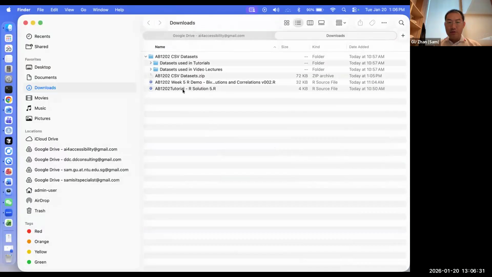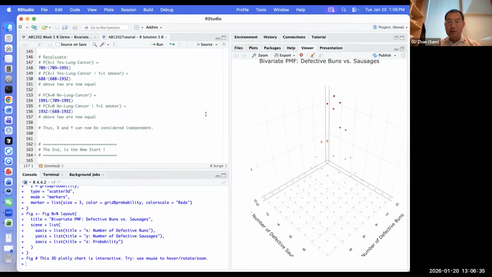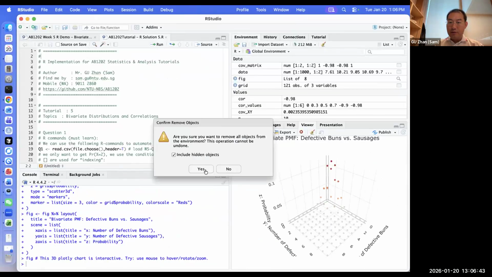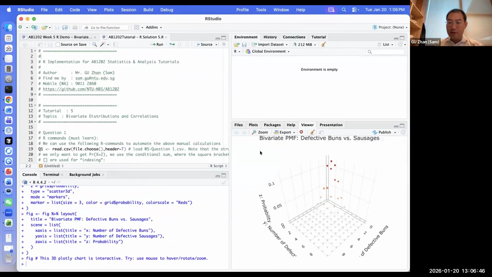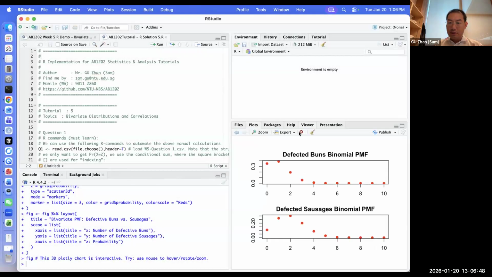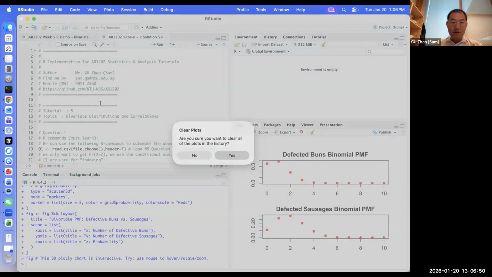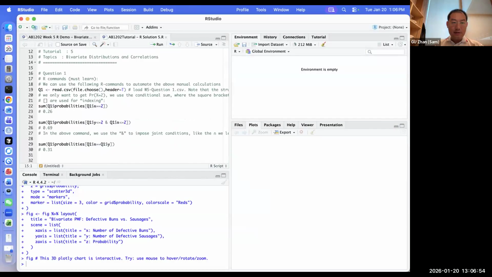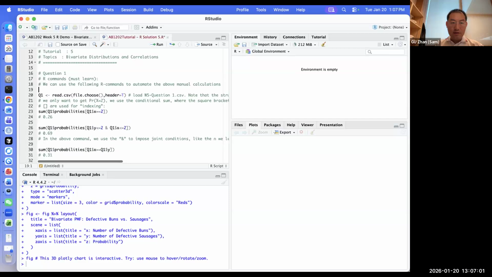tutorial R script. I'm opening this R solution 5.r. This is my reference solution for you. Let's move to the top. Let me clear everything in my working directory and also clear all the plots. Okay, tutorial 5, question 1. You must learn some R. To read the CSV file, file.choose is the one that you are going to use.